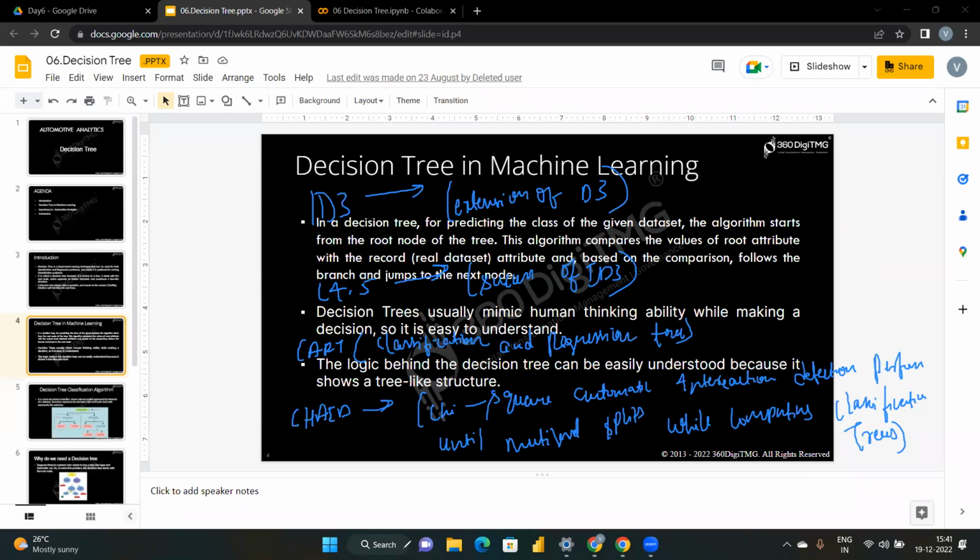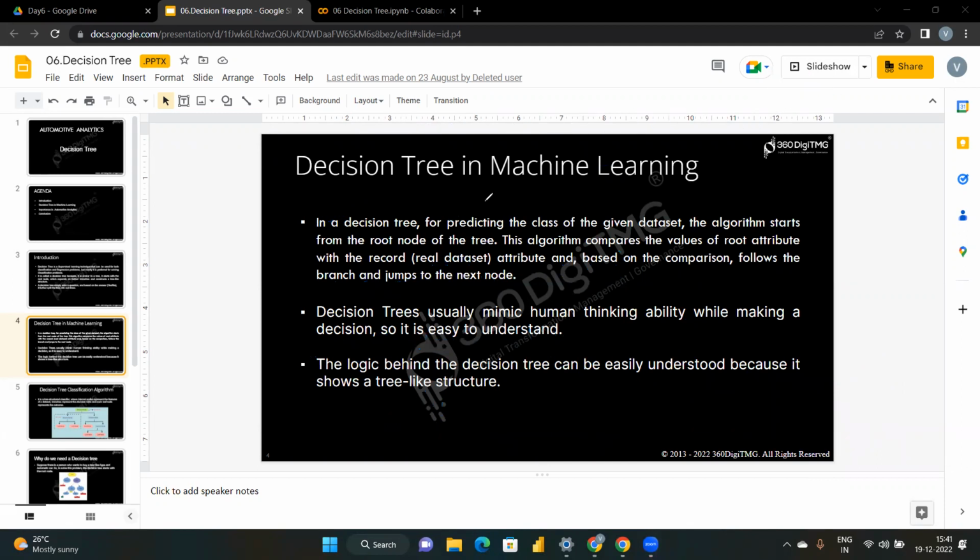Okay, and we have MARS. The one more method is MARS, which is nothing but multivariate adaptive regression splines. Okay, so these things we have.